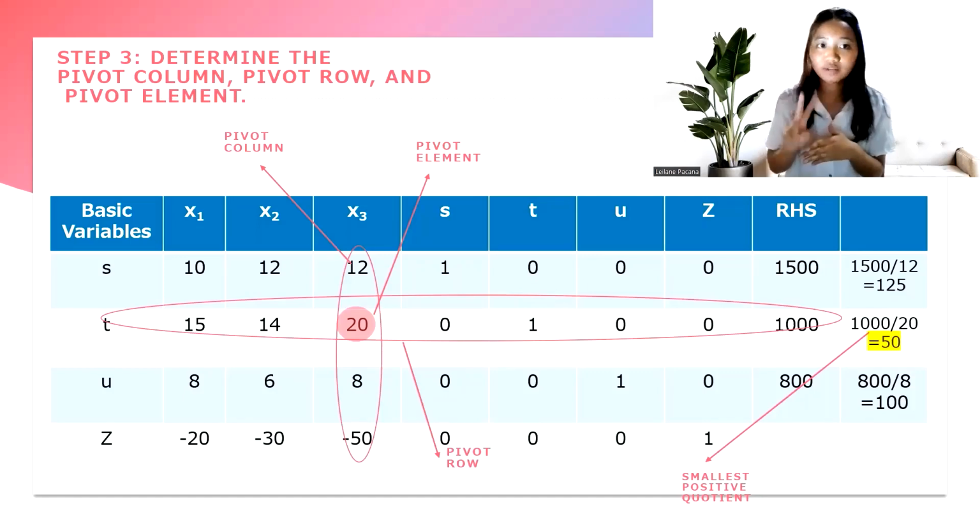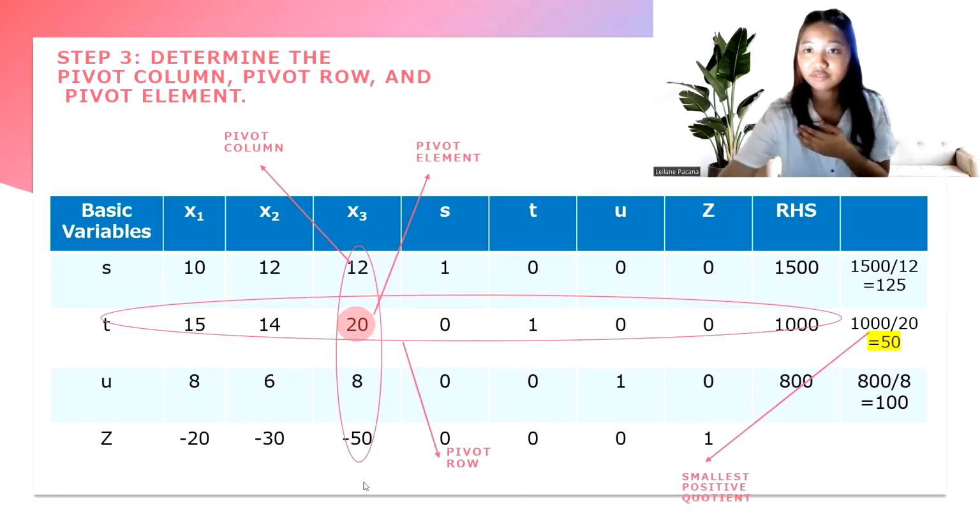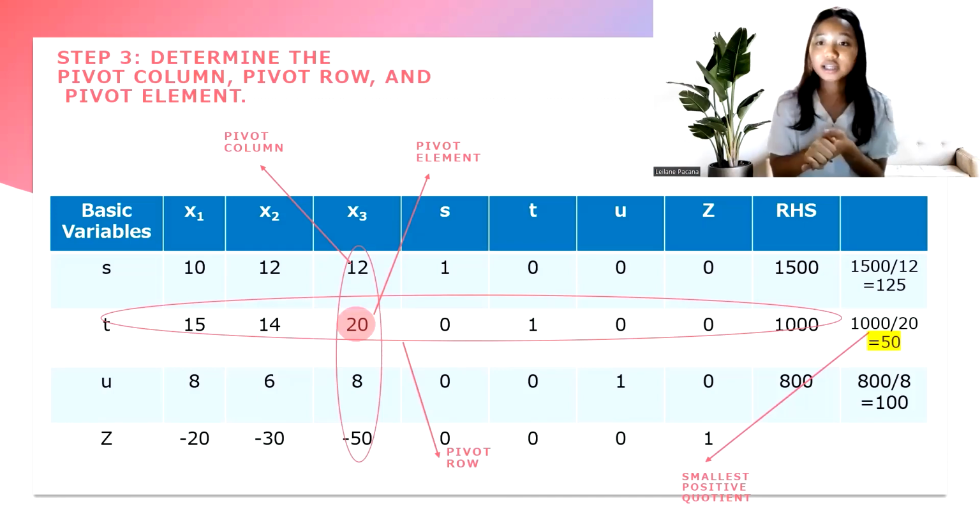And then for the second one, we have to determine our pivot row. How do we determine our pivot row? We have to determine the smallest positive quotient by dividing the right-hand side by our pivot column, the x sub 3 column, as you can observe. So 1,500 divided by 12 is 125. 1,000 divided by 20 is 50. 800 divided by 8 is 100. So what is the smallest positive quotient here? Of course, that is 50. So the row where the 50 is located will be our pivot row.